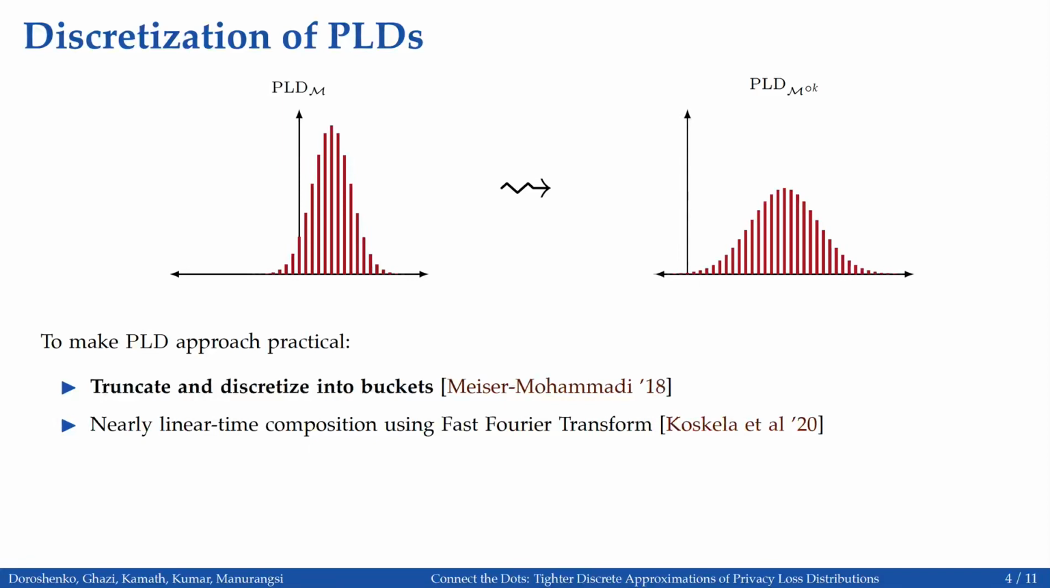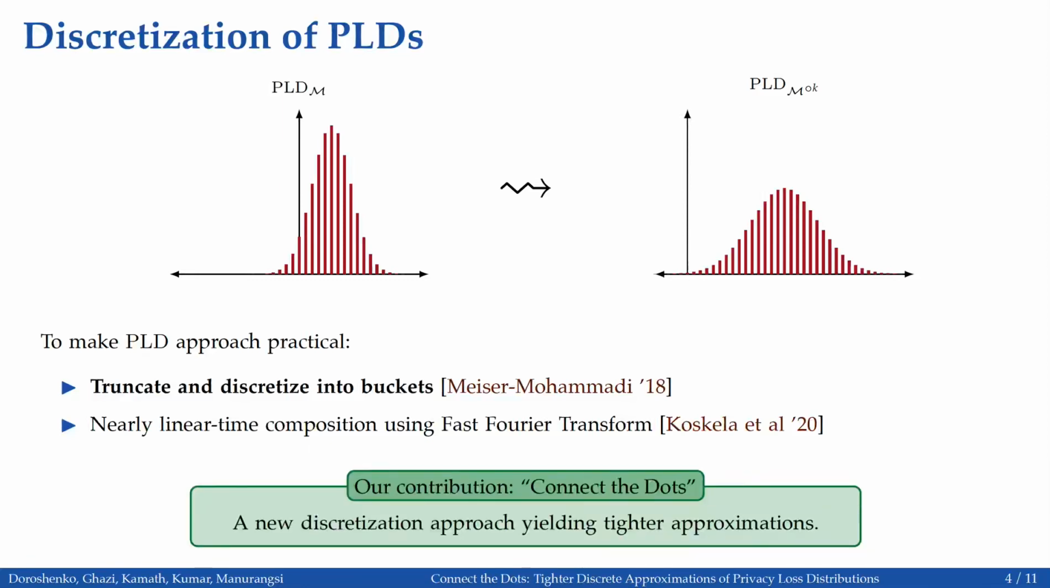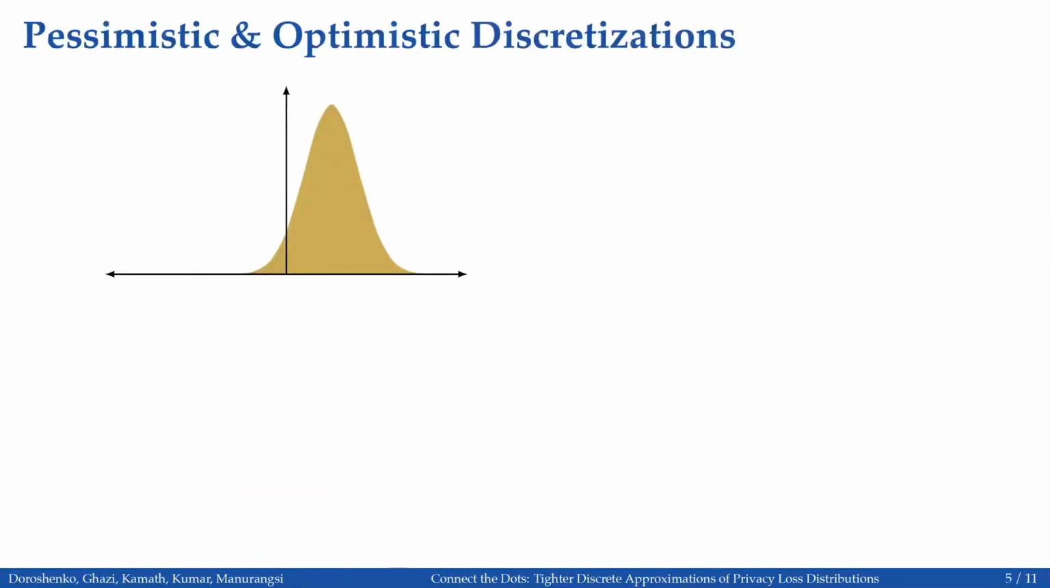In our work, we revisit the procedure of truncation and discretization introduced in prior work. And our main contribution is a new discretization procedure that provides tighter approximations to the privacy loss distribution for the purposes of estimating the hockey stick divergence. In order to describe our contribution, let's first revisit how discretization is done in literature currently.